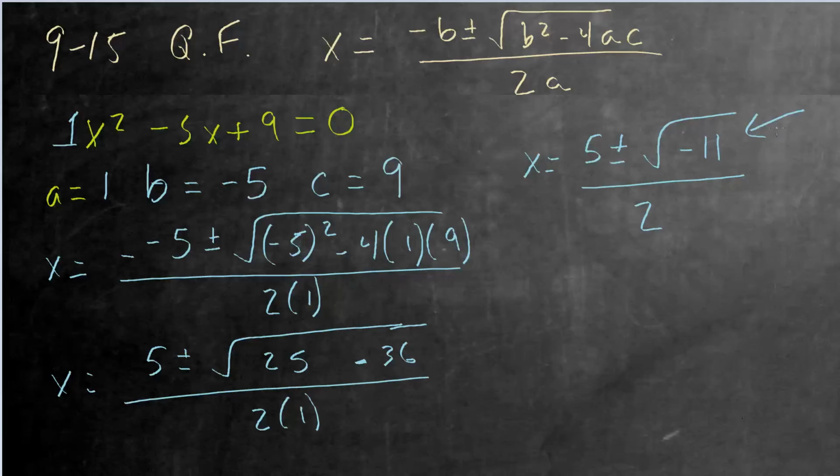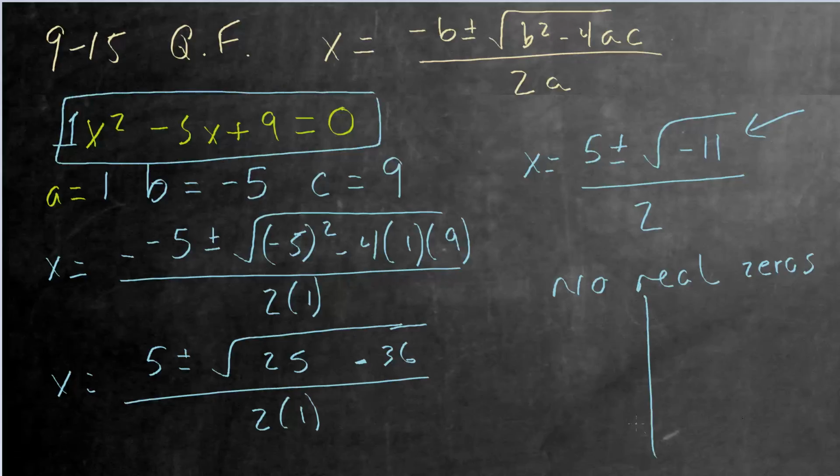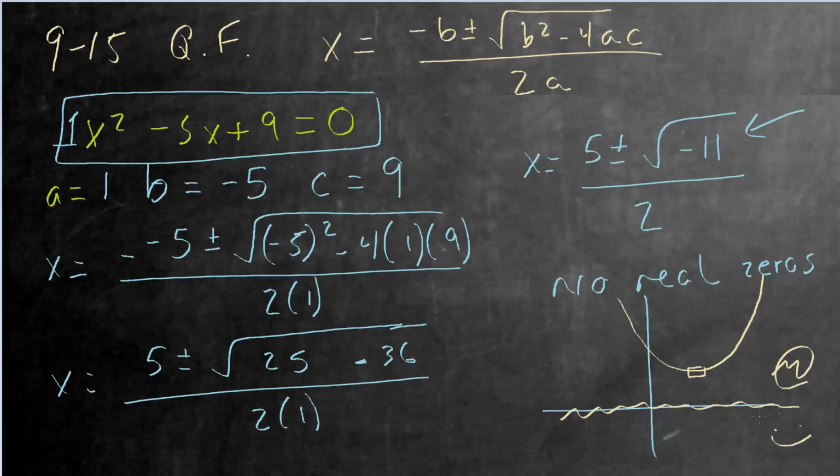A square root of a negative number is not good for us. So what that means is there's no real zeros. So that means if I were to graph this on my graphing calculator, I would get that it does not cross the x-axis. Its vertex is there, never crosses the x-axis, no real zeros. Good math.